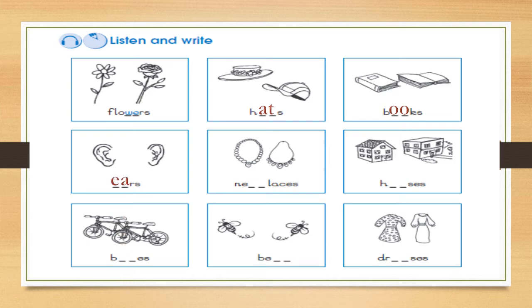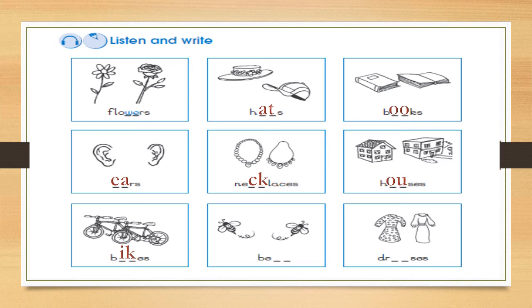Ears, the missing letters here, E and A. Necklaces, the missing letters here, C and K. Houses, the missing letters here, O and U.